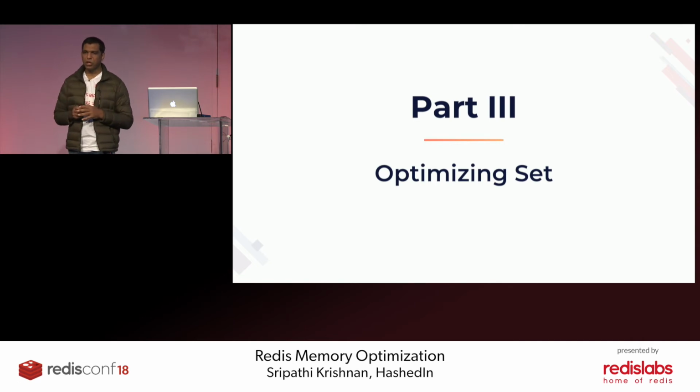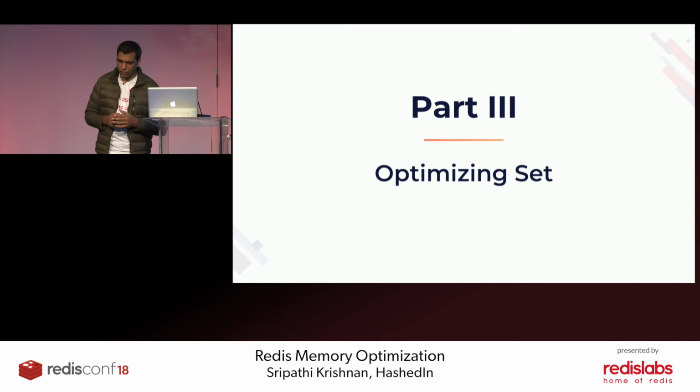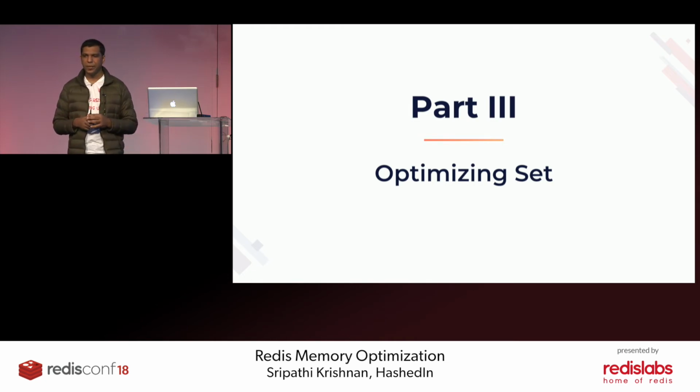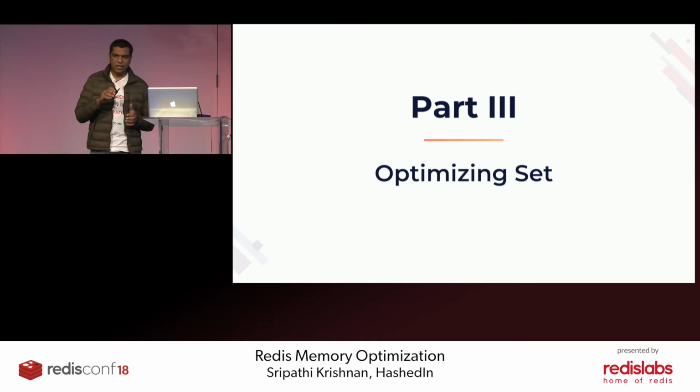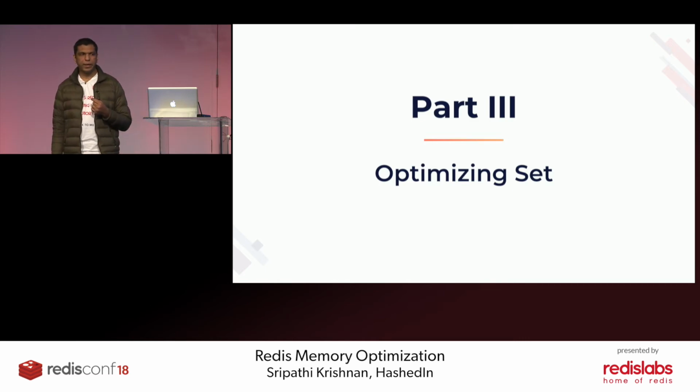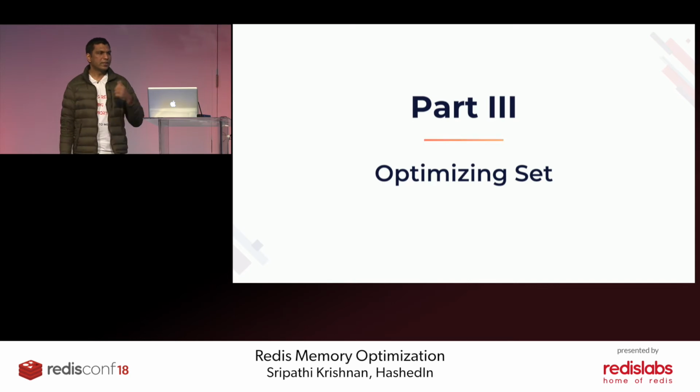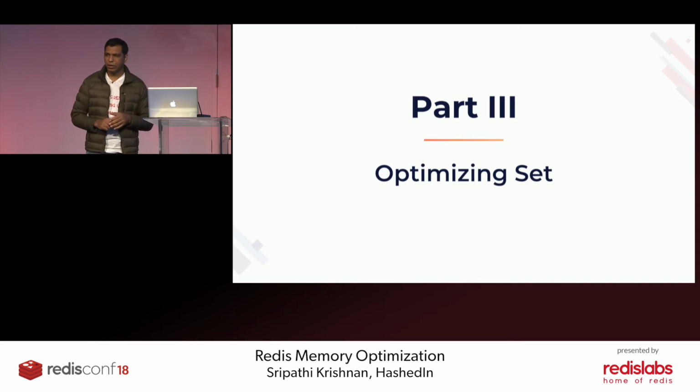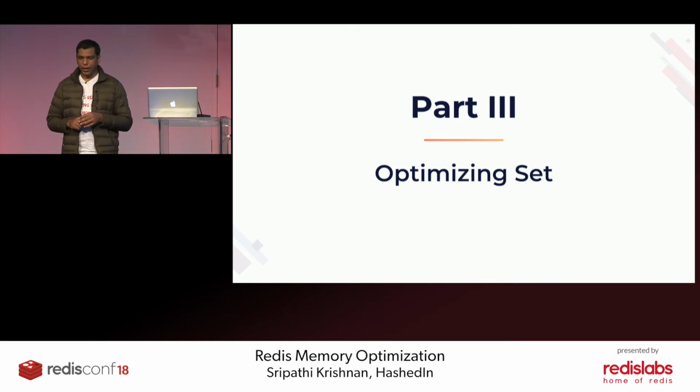The third section is how do you optimize a set. Now, when we spoke about hashes, we said hashes were implemented in two types of data structures, right? A hash table and a zip list. Something similar for set. A set is implemented in Redis using two types of data structures. One is again a hash table, but the second is what is called an integer set, or intset, right?